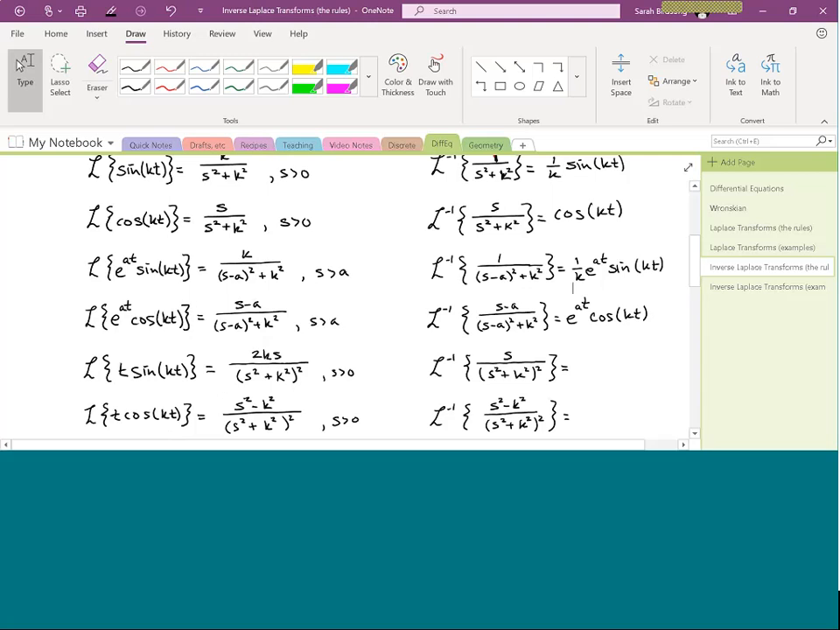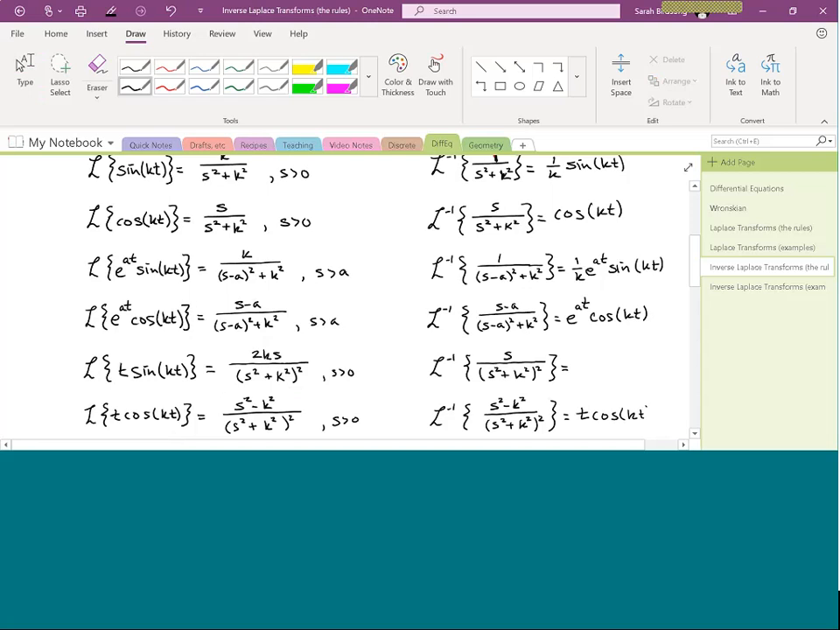Well, what happens if you have something that looks almost identical to those Laplace transforms? Well, inverse Laplace transforms of those answers should be the original thing, and with cosine, it exactly would be. So here, if you have s squared minus some constant squared over s squared plus k squared whole quantity squared, that should be t times cosine of kt.